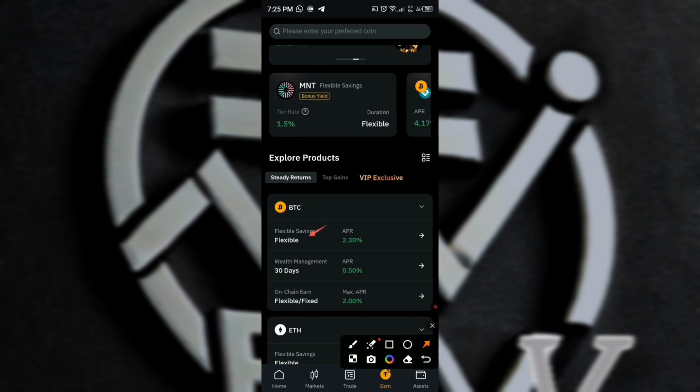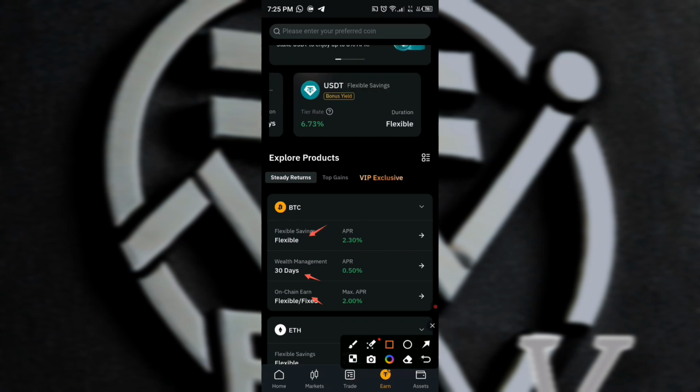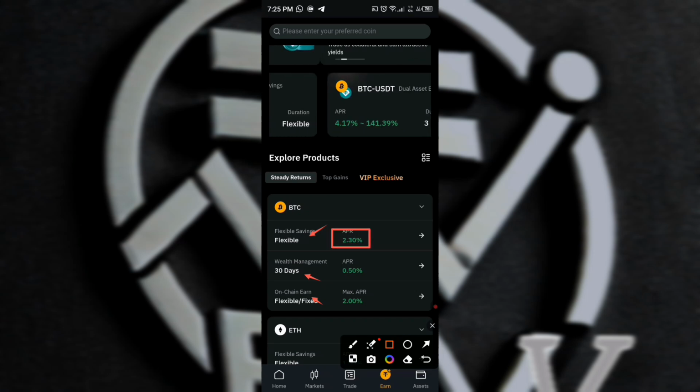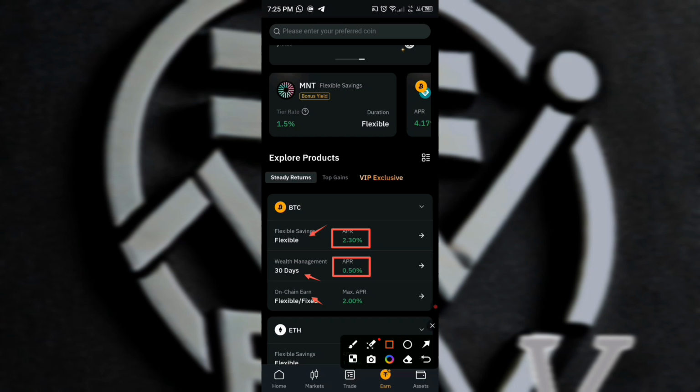So what this means is that if you are to save your BTC with the flexible savings, you are going to be gaining a total of 2.3% APR over time. And with this wealth management over here, you can see if you are to stake with them for 30 days, you are going to be gaining a total of 0.50%, which is actually very good, but you have to stay with them for about 30 days. You should know that for all these, they will be giving you a particular minimum number of days for which you are going to leave your BTC with them to gain this particular percent of interest.